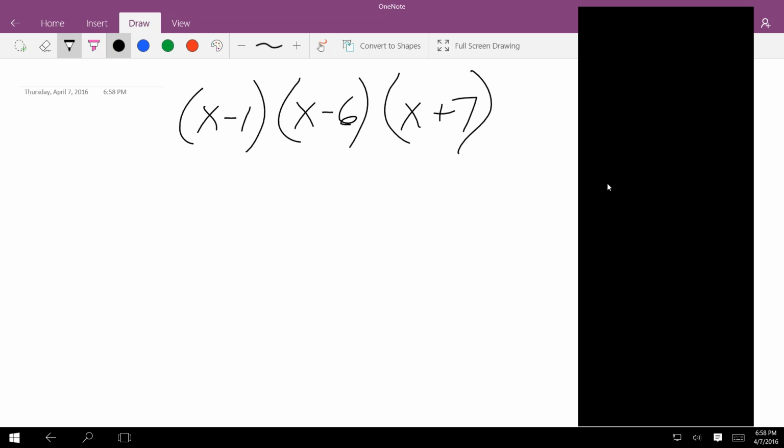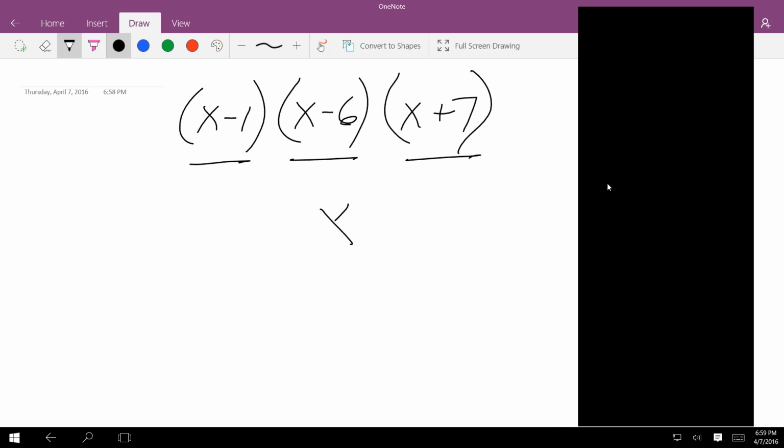Those are the factors. Those aren't the zeros. The zeros are +1, +6, and -7. Okay, that is a linear factor. That is a linear factor. That is a linear factor. Linear merely meaning the power of x is 1.